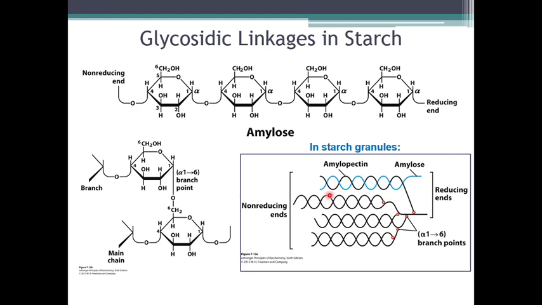Now, starch granules have a combination of amylose and amylopectin. And as you can see, these branches in amylopectin are shown here. This 1,6 branch is shown here as this red node. And additionally, there are reducing ends as well in starch, in amylose or amylopectin. Remember, a reducing end exists because there is a free anomeric carbon with a hydroxy.